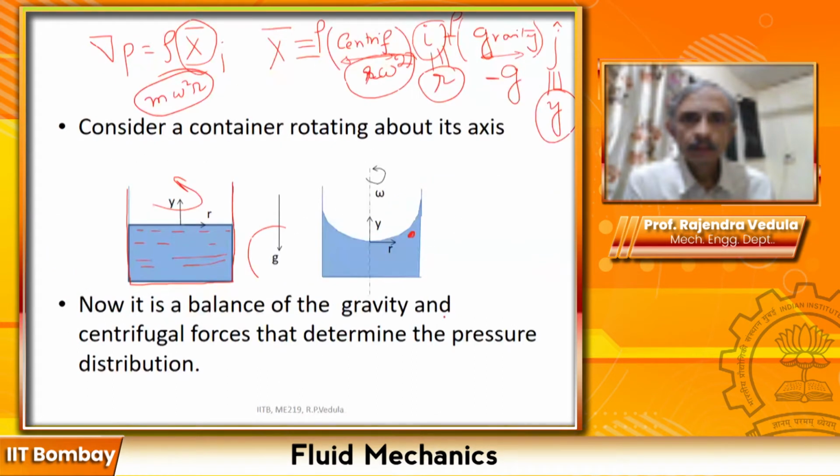So if you are talking about a situation where, let us say, this is P air and this is, say, rho water maybe, and if you are going to rotate this, you are going to see an interface coming in. This is an experiment that you're going to be doing in the lab in the next semester. So this is a perfect parabola.